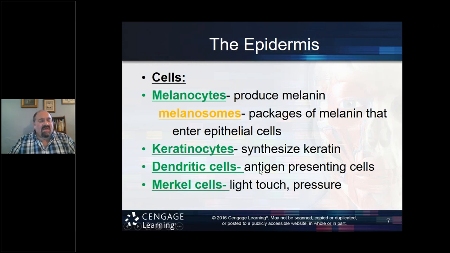Dendritic cells are present and involved in the immune response. In particular, we will be talking more about these cells when we get into A&P 2, when we're discussing the lymphatic system and the immune system function. Know that they are very important in presenting different types of antigens. These would be something that could make you sick, okay? These antigens would be broken down and presented on the outer portion of the plasma membrane of the dendritic cells, and will help to activate the specific immune response of the body. Merkel cells are sensory receptor cells that are involved in light touch and pressure.